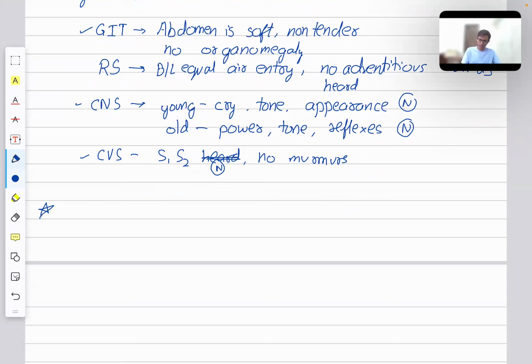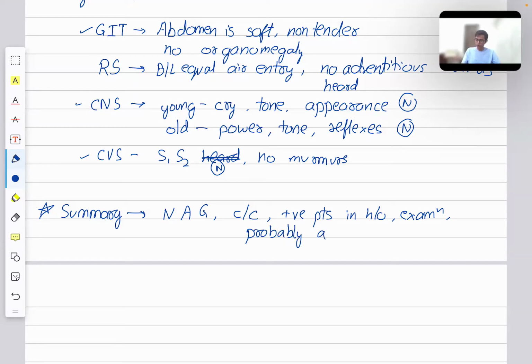Next, the most important part that the teacher may ask you is the summary. What all things have to be included in the summary are name, age, gender, chief complaints, all the positive points in your history and examination. And if you have got a probable diagnosis, you will say probably a case of, or else you can just give your differentials.